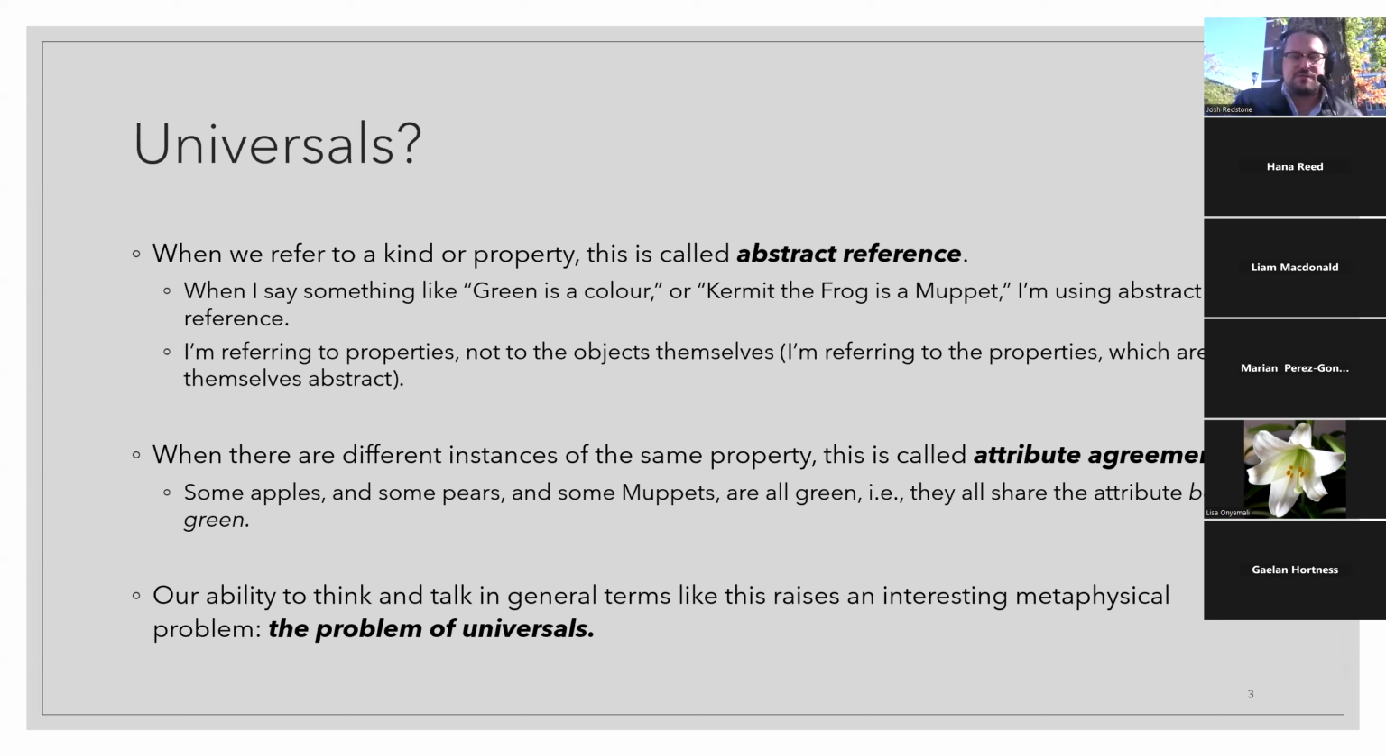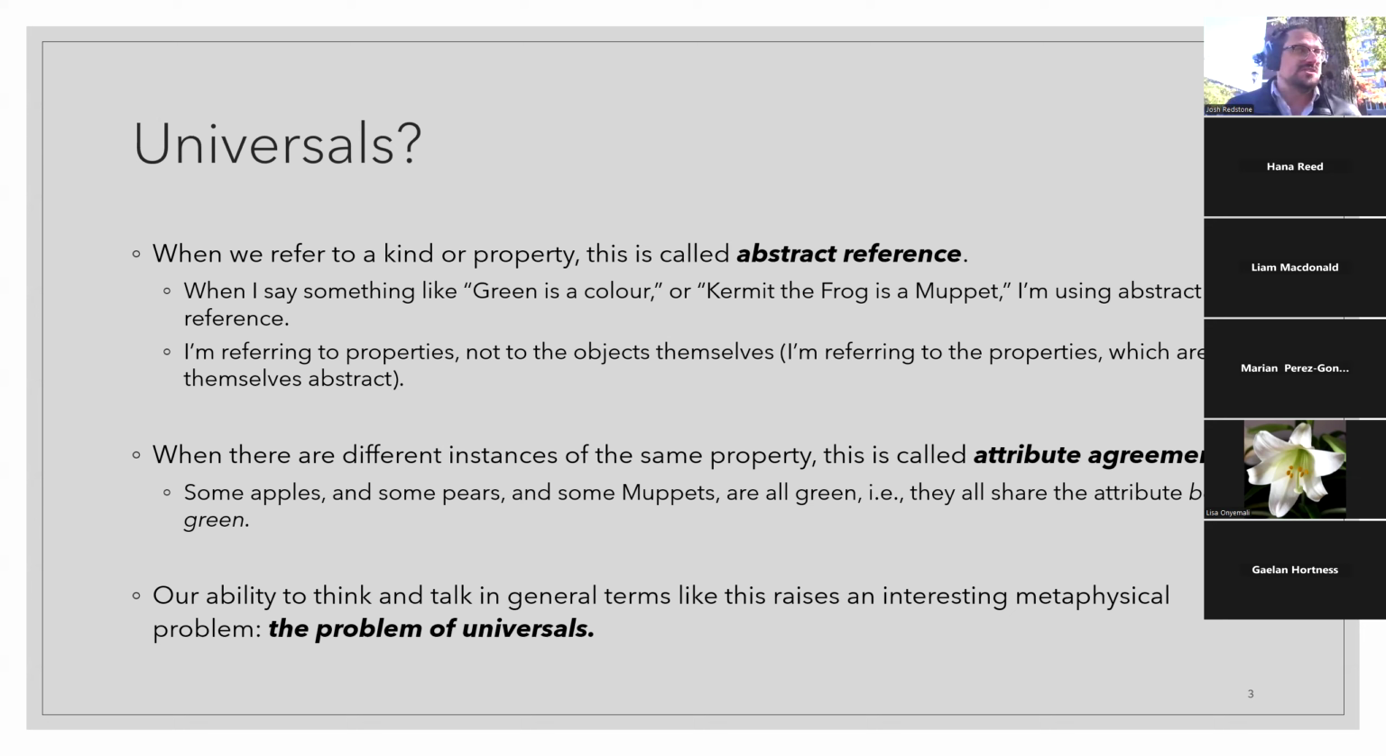So that's abstract reference. Is everybody clear on this idea of abstract reference? If I say, green is a color, I'm not talking about any particular instance of green. I'm talking about the universal green. That's abstract reference.